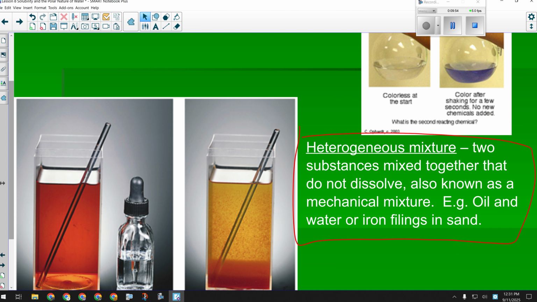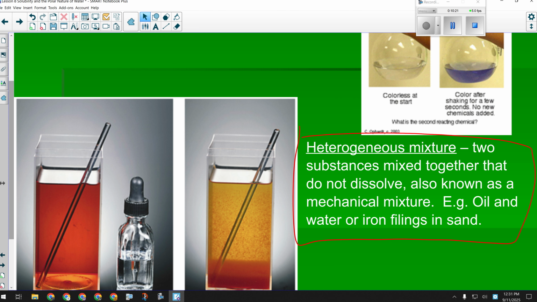Yeah. I could easily separate those by a mechanical means. The other example there was iron filings in sand, so little bits of metal in a bucket of sand. I could easily separate those by putting a magnet in there and stirring it around, and I'd have all the iron bits on the magnet. I can separate those by a mechanical means.